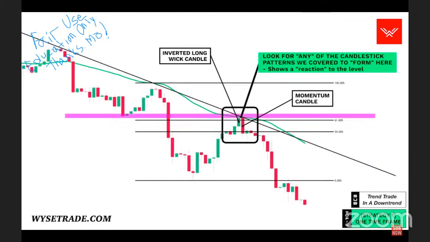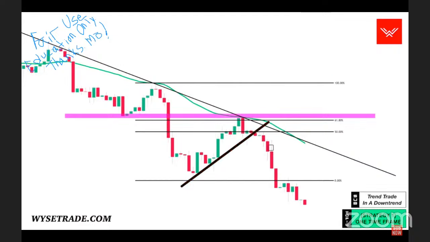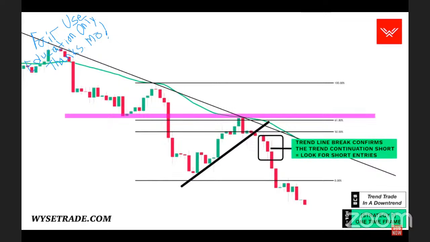This setup here allowed for a trend line to be placed like this. And once the trend line broke, the reversal is confirmed, and you would then take a trade entry short.